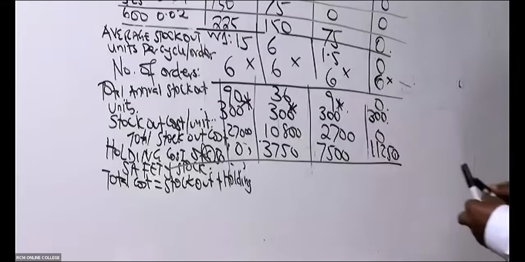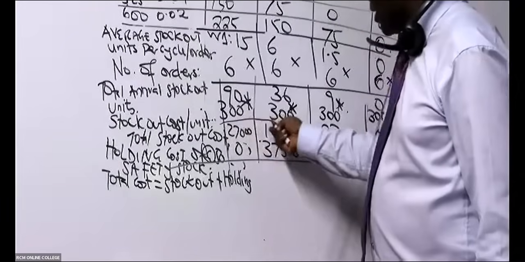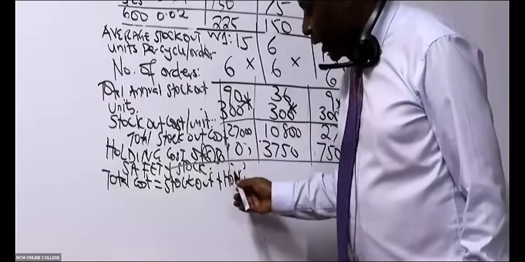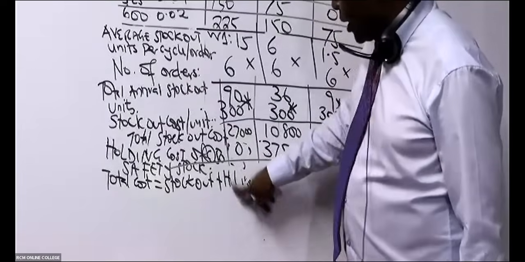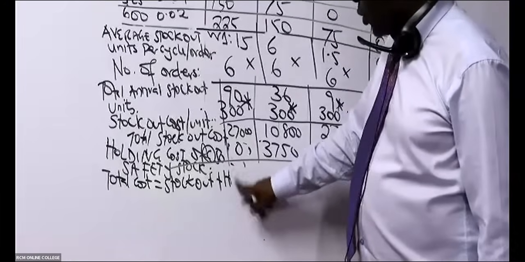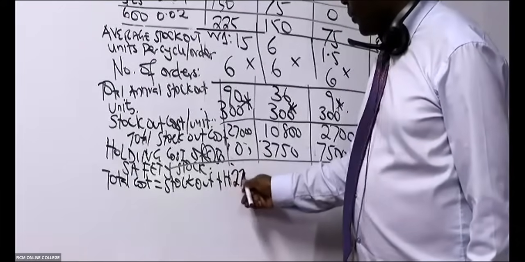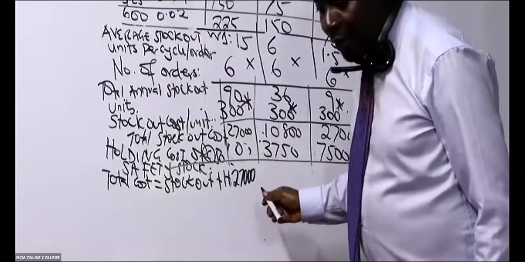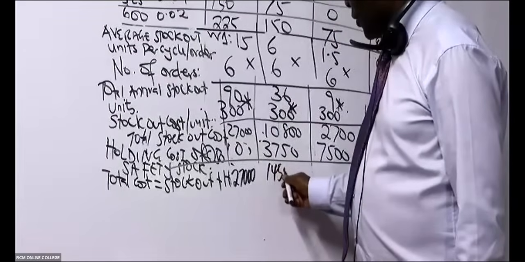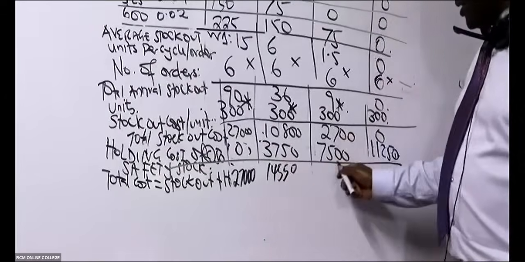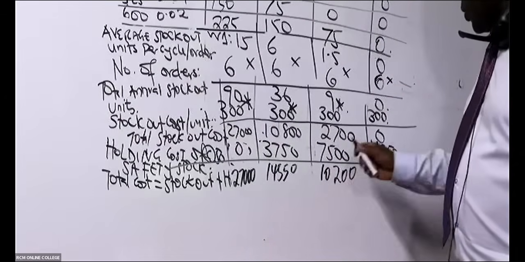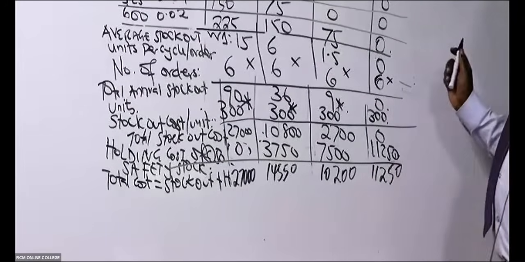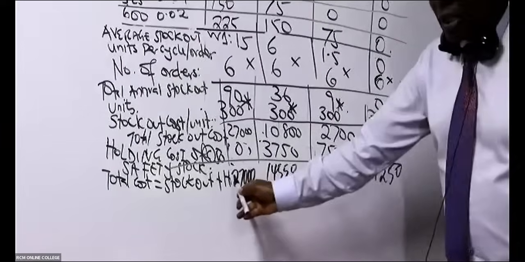So remember, it is costing. You start here. You take 27,000 plus 0. So the first one is 27,000, right? The second one, you take this plus this: 14,550, yeah? The third one, 10,200. And then the last one, 11,250.